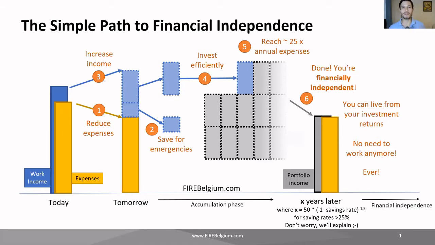And then the 5th step was to reach 25 times your annual expenses in portfolio size. And this is what we're going to talk about today, because this comes from the 4% rule, which I like to call the 4% rule of thumb, because it's not an exact science. So that's what we're going to look at today. Basically, the mechanism that allows us to call ourselves financially independent, depending on the size of our portfolio and our withdrawal strategy and our asset allocation, etc., etc.